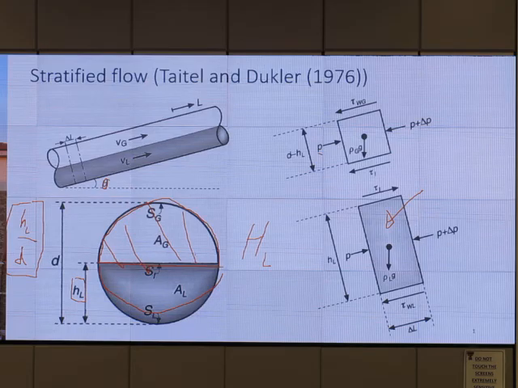But if your liquid height is at the half, so liquid height per diameter is 0.5, capital H sub L is also 0.5. If the pipe is full of liquid, h sub L over D is 1, and capital H sub L is also 1. If it's 0, they are both 0. But somewhere else, they are not the same. They are close, but not the same. Okay?